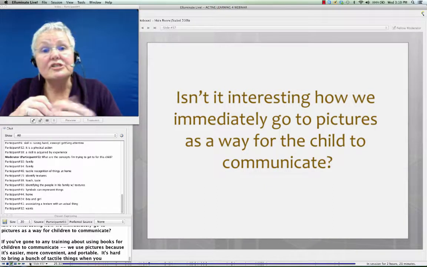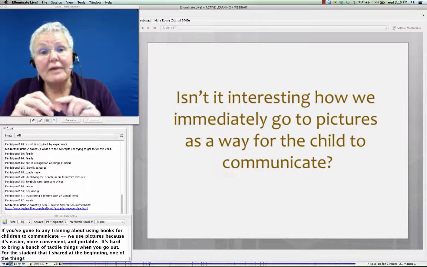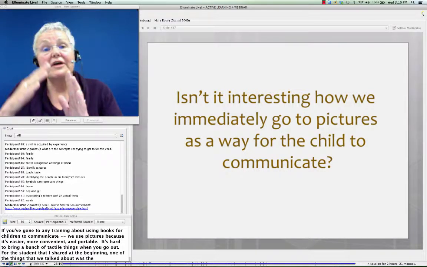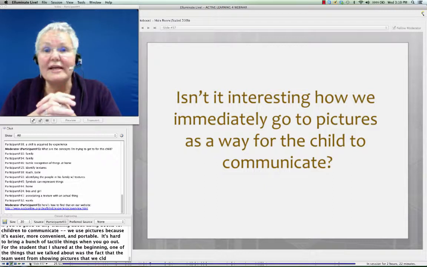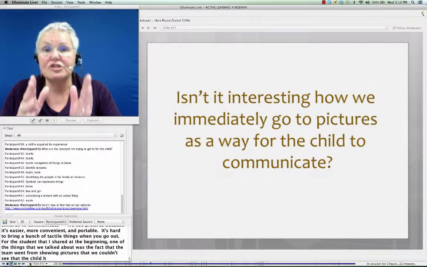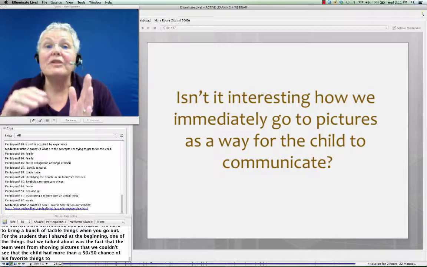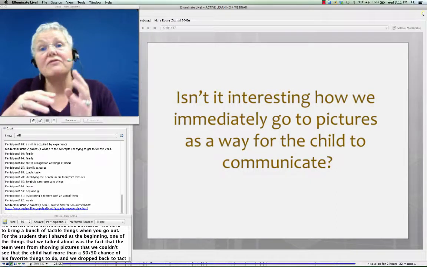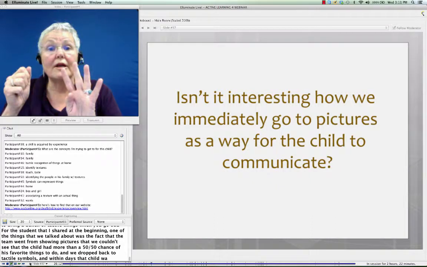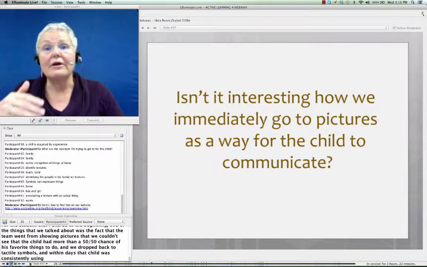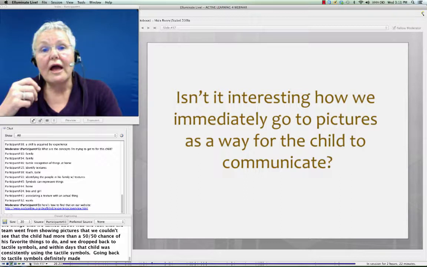But for the student that I shared at the very beginning with you, one of the things that we talked about was the fact that the team went from showing pictures that we could not see the child had better than a 50-50 chance of understanding, and these were pictures of his favorite things to do. And we dropped back to some tactile symbols that were attached to those pictures, and within days, this child was using 4 of those tactile symbols consistently for things that he liked. And he'd go grab them off the board and bring them over. So we were very clear that going back to tactile symbols made a difference for him. I think that it's so crucial that we think about that.